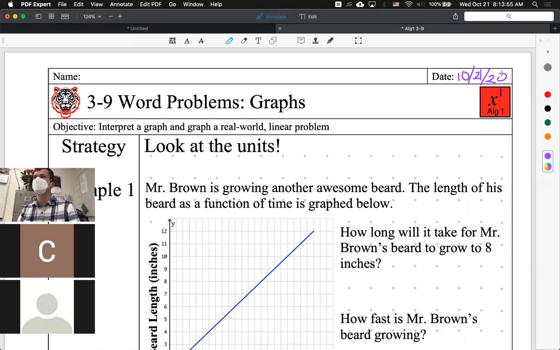Our objective today is to do what? Ripley isn't here, so someone else is going to have to do it. Diego. Yep, so interpret and then make it.